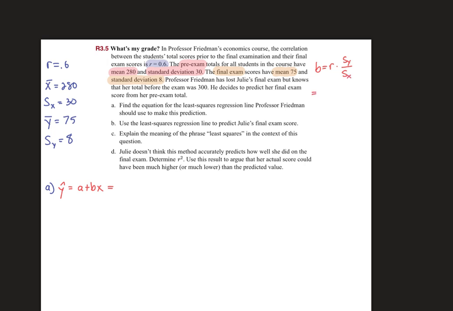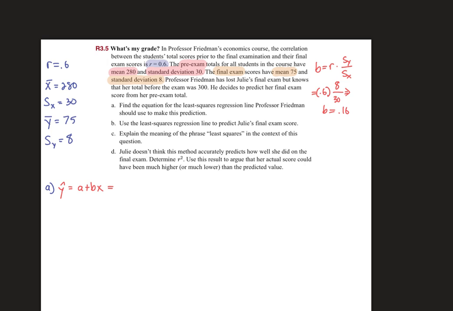We just look over here. The correlation, r, is 0.6. Standard deviation of y is 8, and standard deviation of x is 30, so this is 8 over 30. If you do that in a calculator, you get b equals 0.16. So that's our b value.